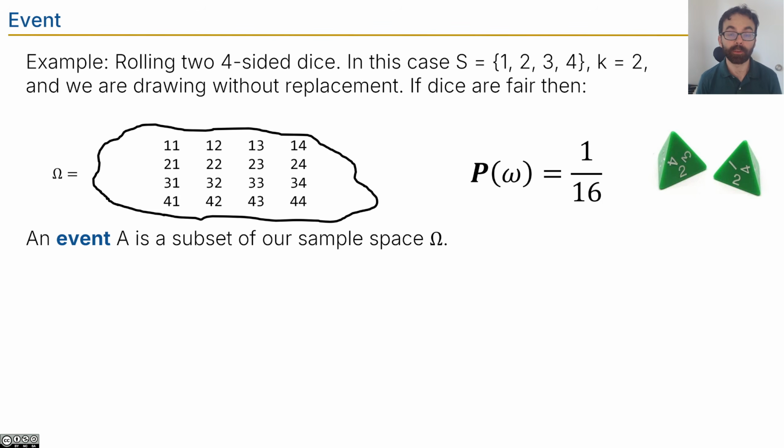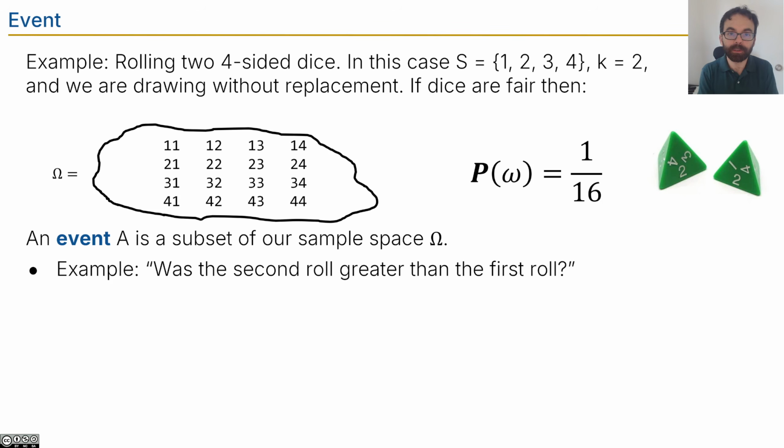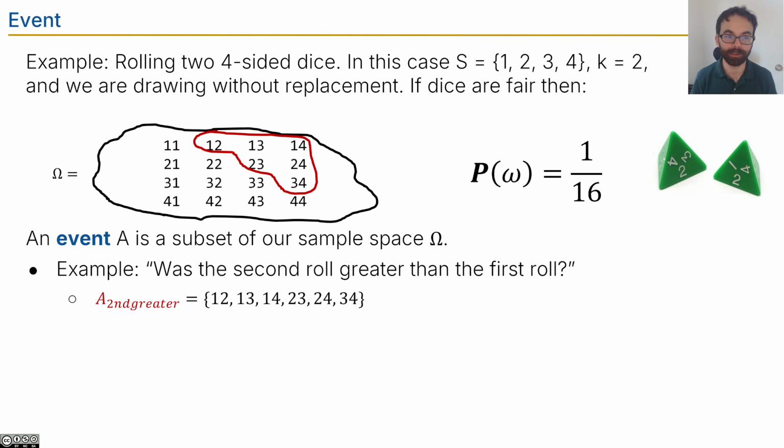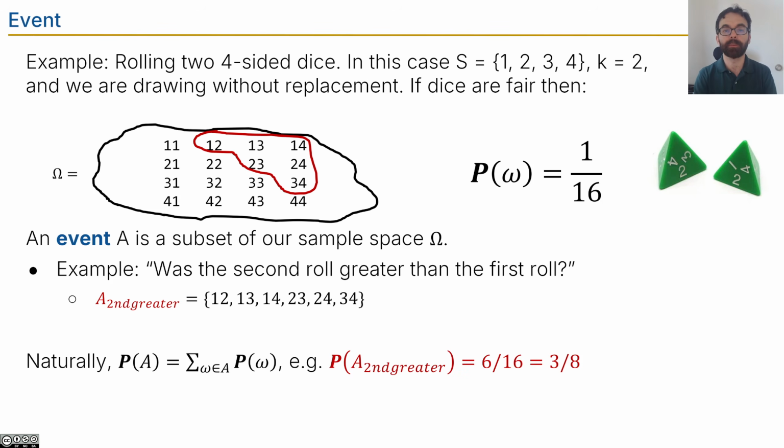Okay? So this notion of an event, if we want to know the probability of an event, all we do is add up the probabilities of the sample points in the sample space that are in the event. Okay? So as an example, was the second roll greater than the first roll? Well, we just have to figure out which outcomes go with that. So there's 6 of them, right? If that second roll is bigger than the first, we see 1,2; 1,3; 1,4; 2,3; 2,4; 3,4. These particular sample points, we just add up their probabilities and we get, in this particular case, 6/16, which is 3/8.